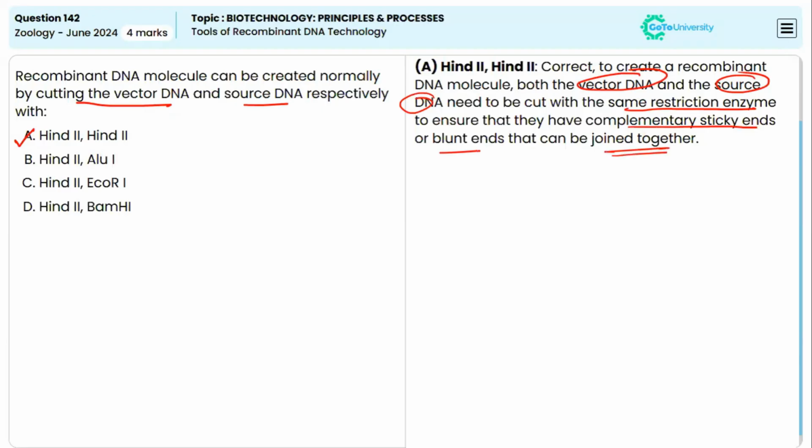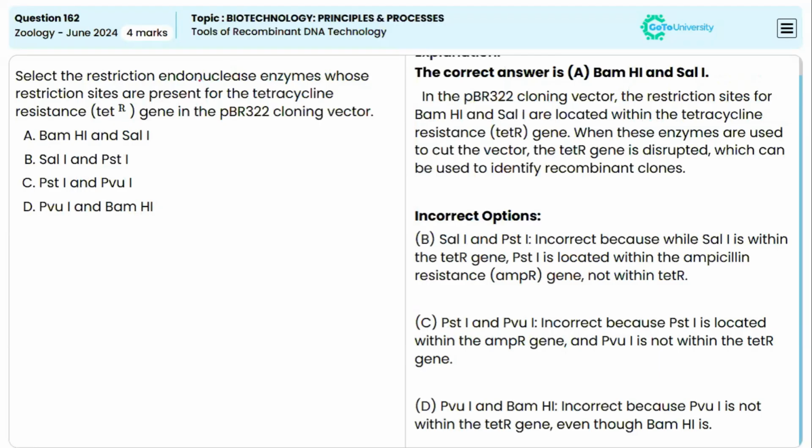Now, moving to next question. Select the restriction endonuclease enzymes whose restriction sites are present for the tetracycline resistant gene in pBR322 cloning vector. Here the answer is option A, BamHI and SalI. So in pBR322 cloning vector, the restriction sites for BamHI and SalI are located within the tetracycline resistant gene. We had actually seen the diagram as well in the previous slides.